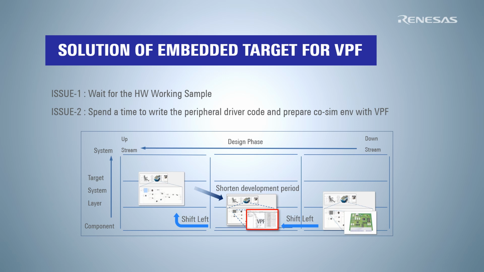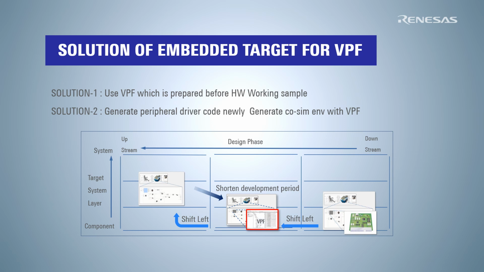The solutions to resolve these 2 issues are on the right side. Issue 1 can be resolved by using VPF, which is prepared before the hardware working sample. This is solution 1. Issue 2 can be resolved by generating peripheral driver code newly and a co-simulation environment with MATLAB and VPF. This is solution 2. Embedded Target for VPF has these 2 solutions.